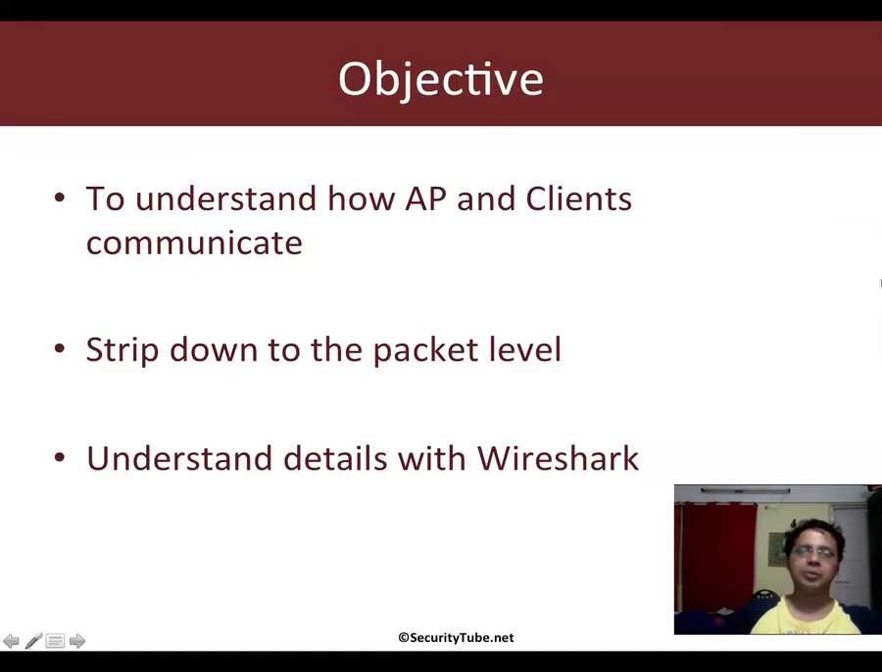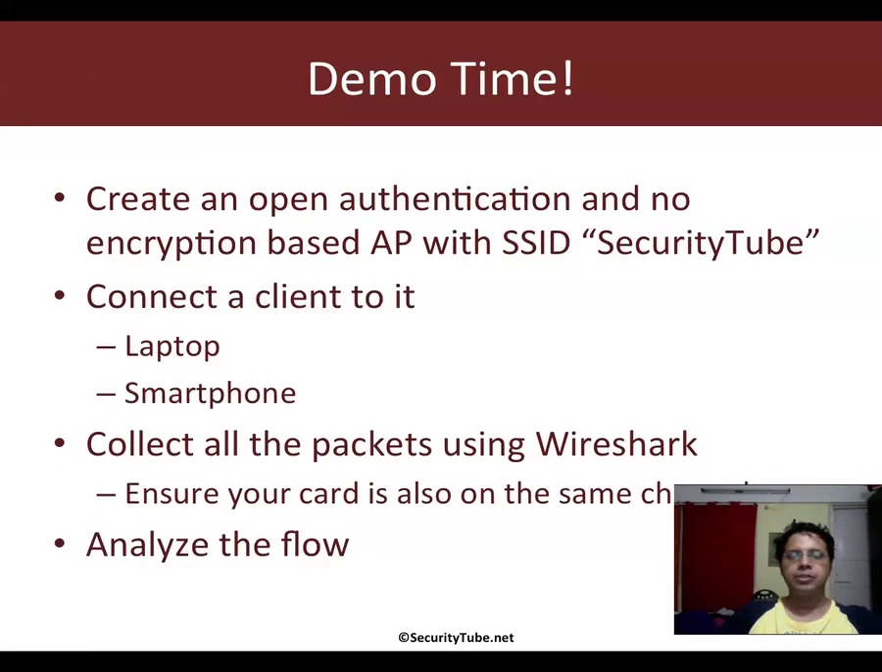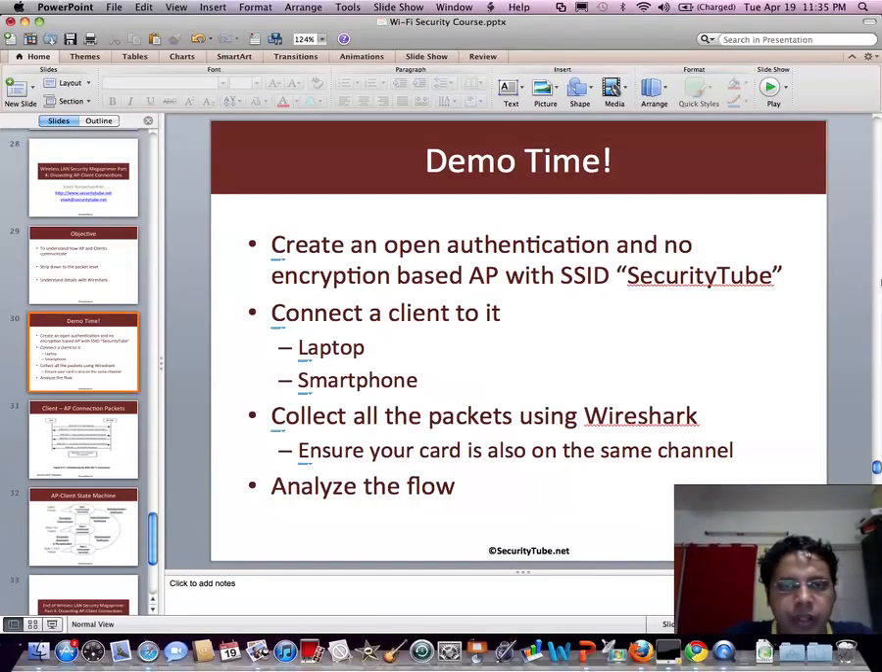Okay, so what is going to be the objective of this video? Encryption, no, nothing. That's simply because let's start with a very simple case and then move up the ladder. So what we are going to do is use my iPhone and connect it to the access point. While this is happening, we're going to collect packets using Wireshark to see what transaction is happening between the client and the access point. Okay, so let's begin.